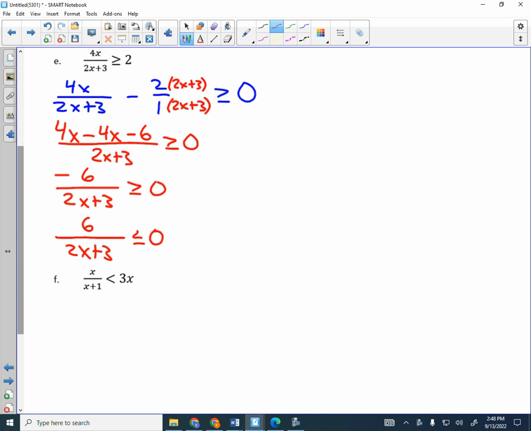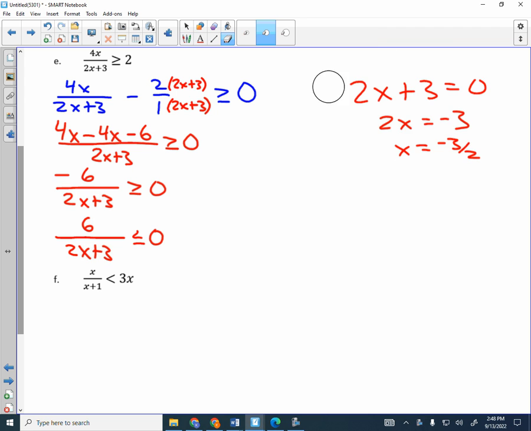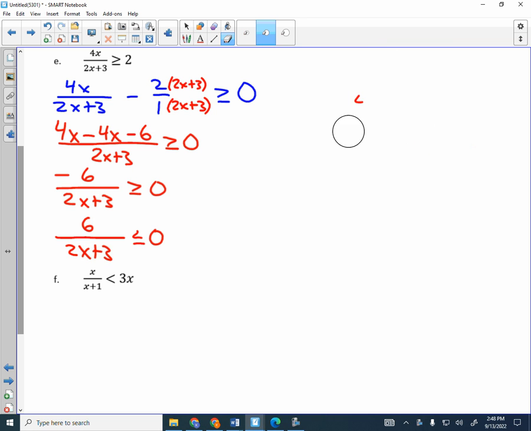Not 3 over 2, but 2x plus 3 is equal to 0. We subtract the 3, we get 2x is equal to -3. We divide by 2, x is -3/2. We okay with that? Okay, so the only number that we have to put on our number line is -3/2, excuse me.